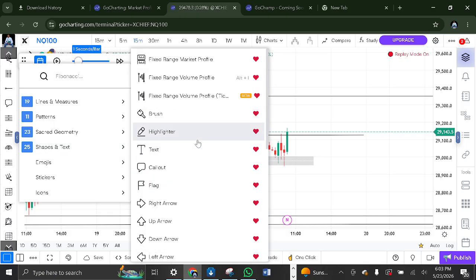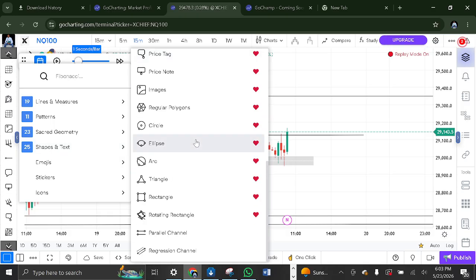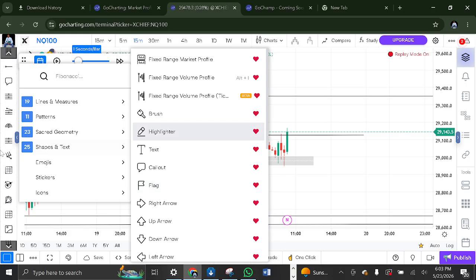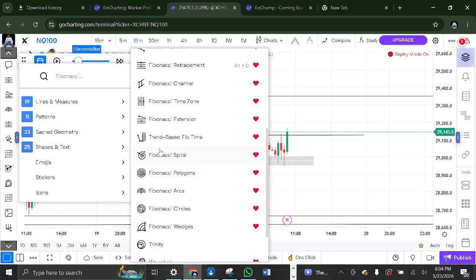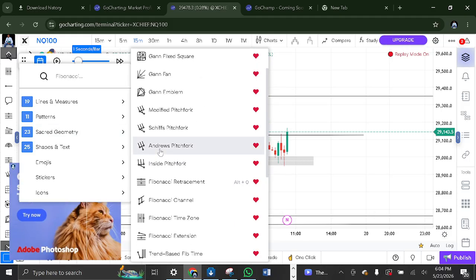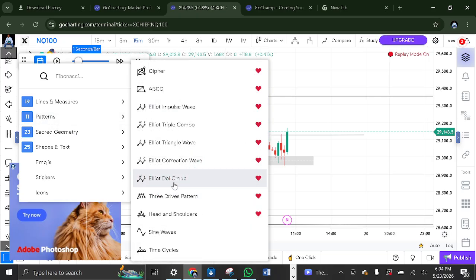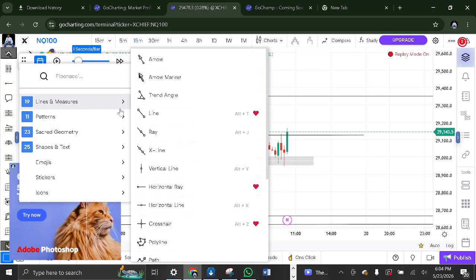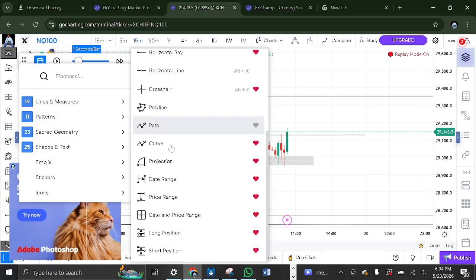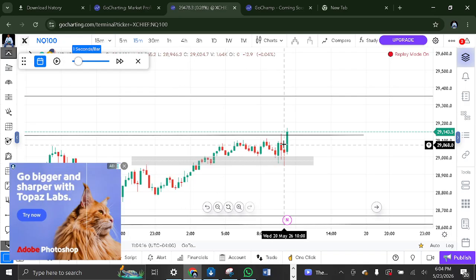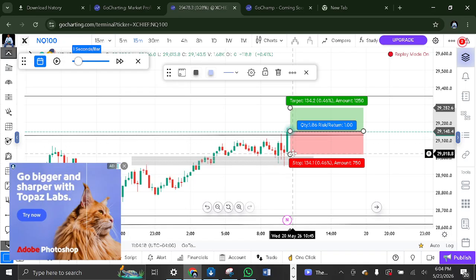Okay, where do I have my long position tool? Measures. I think this is where I should be having. Yeah, we have this long. Immediately it closes there. And where should I have my stops?